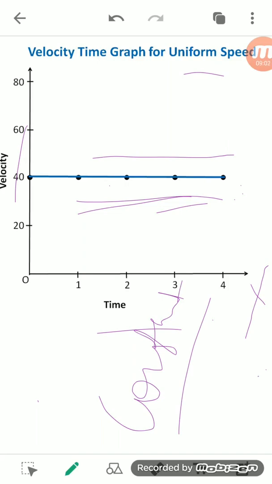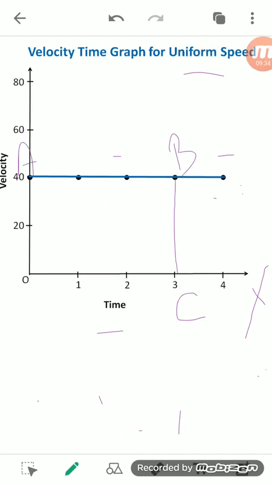So if the body is constant, then we can say there will be no acceleration, and hence there will be no question of calculating or finding acceleration. Since there is no change in the velocity, there is no chance of calculating the acceleration. However, we can find the distance traveled by the body in a given time. So how can we calculate it?